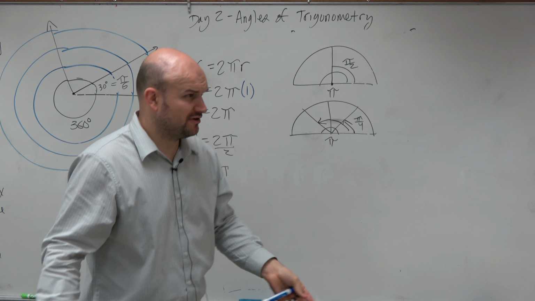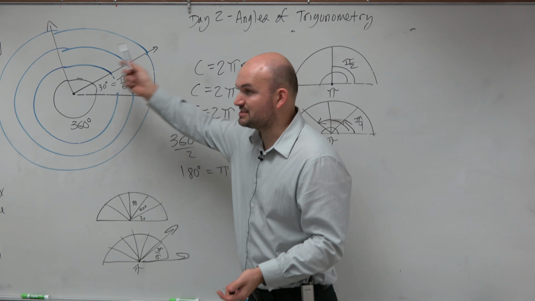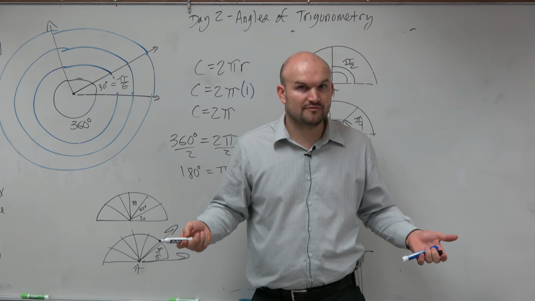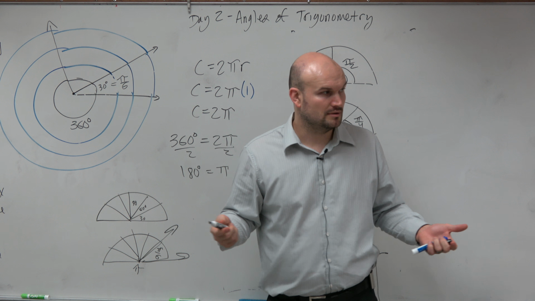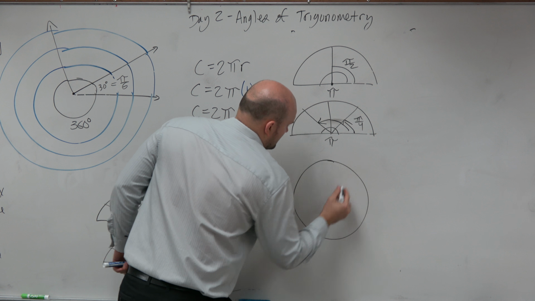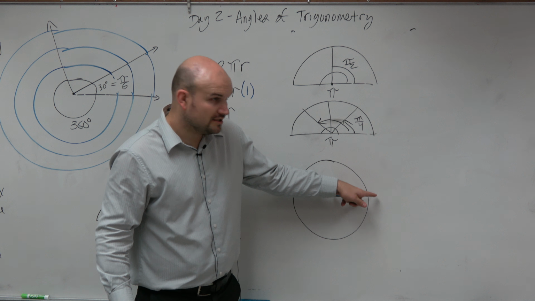Now, where did radians come from? We're talking about pi. I understand pi. I kind of get pi. Kind of makes sense. Circumference, pi, break it up. But where do radians come from? Why are we talking about radians? Well, the radius is exactly what you said: the distance from the center to the circle.